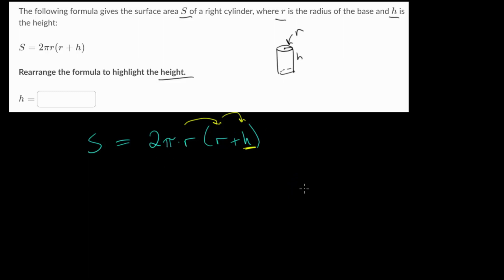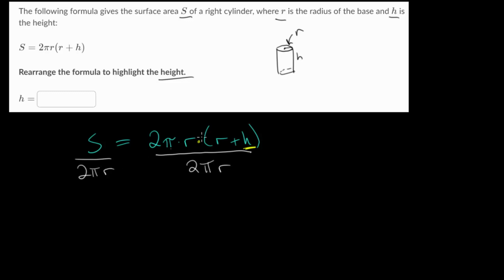Or we can use division right away. And let's use the second approach. Since if we get rid of this multiplication right away, we can use division to do that. Then on the right-hand side, we will just be left with r plus h, and we can just subtract r. So let's divide to cancel out this factor on the outside, which is 2 pi r. So we can divide by 2 pi r on both sides of the equation.